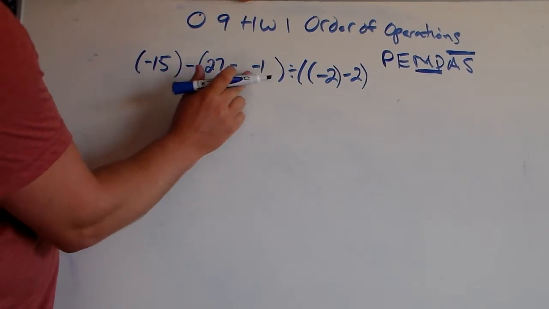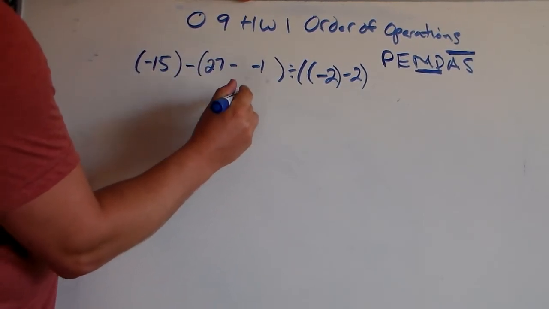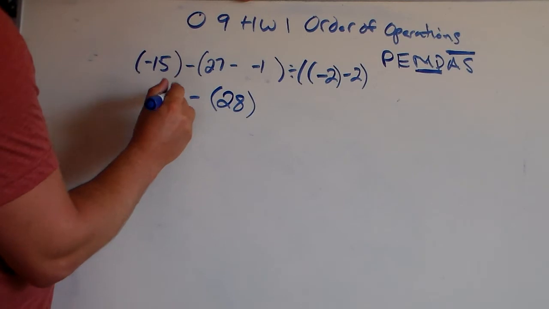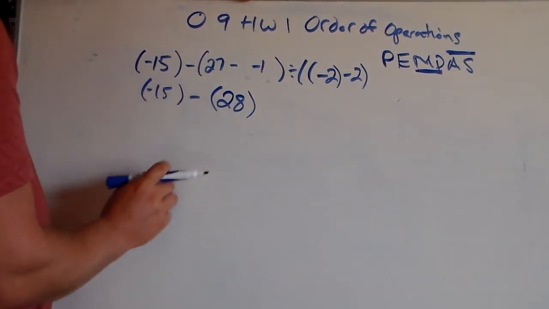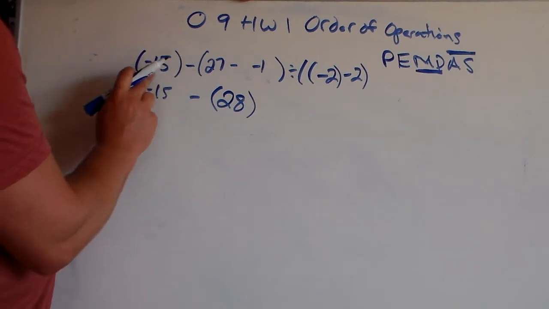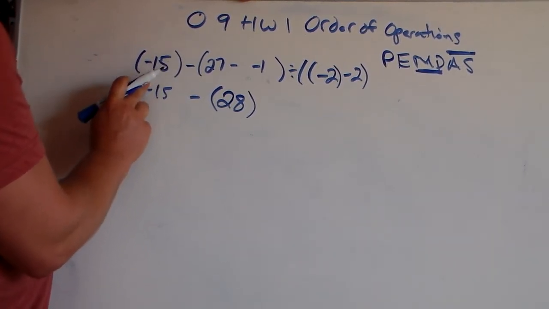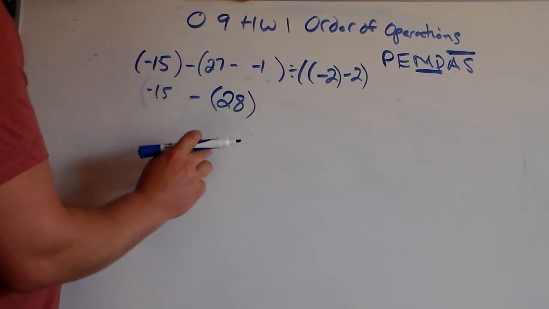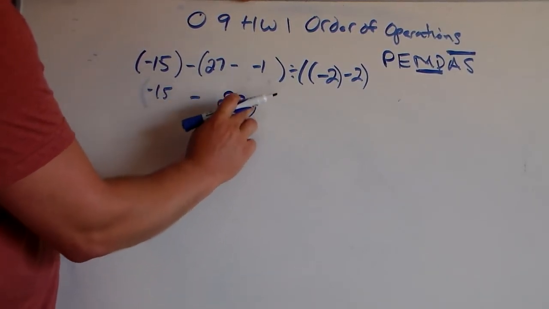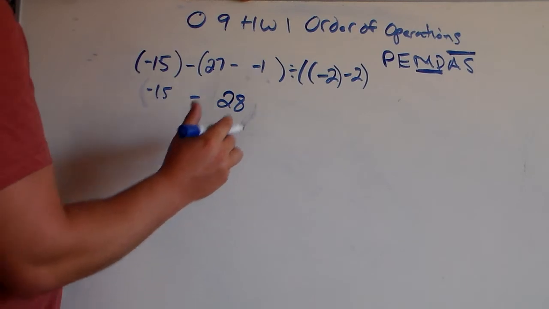We have 27 minus a -1, which is really 28. And let's rewrite the rest of it here. So you have -15. Don't need to add or subtract any other numbers inside those parentheses or multiply any numbers. So we have -15 minus a 28. Well, 28, there's nothing left on the inside, so we don't need those parentheses anymore.